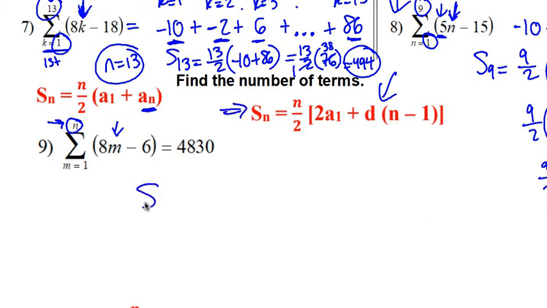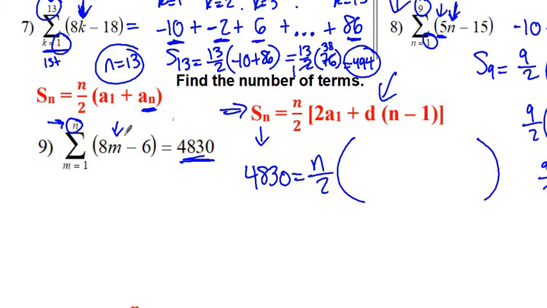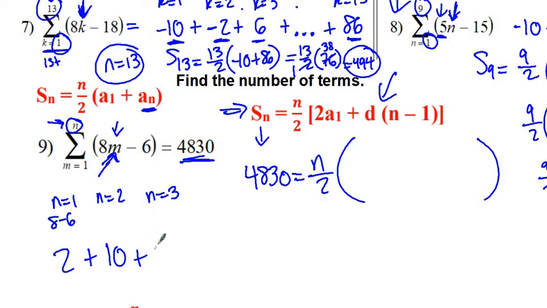So let's just fill in what we know. They're telling us that the final sum of this is 4830. We do not know n, so we're still trying to find that. We do know the first term, though, or we can find the first term. If we plug in n equals 1 right there, we'd have 8 minus 6, and that equals 2. And then let's just get a couple other terms so we can see. Plug in 2 there. 8 times 2, 16 minus 6 is 10. Let's get one more. Plug in 3. 8 times 3, 24 minus 6 is 18. So you can see again that we're going up by 8 each time, and there is that 8. So let's use that as our common difference.